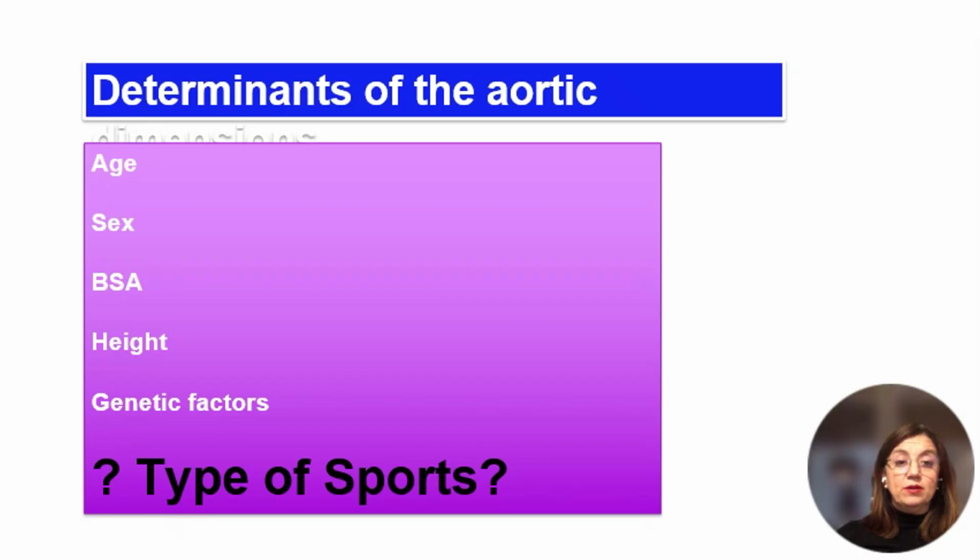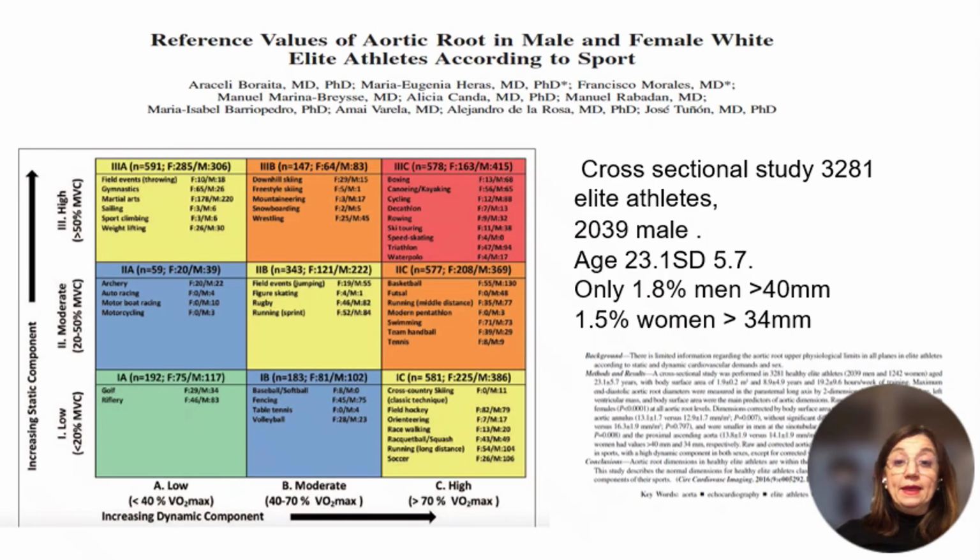What are the determinants of the aortic dimensions? We know that there might be age, sex, body surface area, height, genetic factors. But have we actually looked properly at the type of sports? This study is also relevant, where Dr. Boraita looked at a cross-sectional study on elite athletes, where a large proportion of them were male, particularly young, and whether the aortic dimensions had any relationship with the type of sport, classified, as you know, for the dynamic component and the strength component.